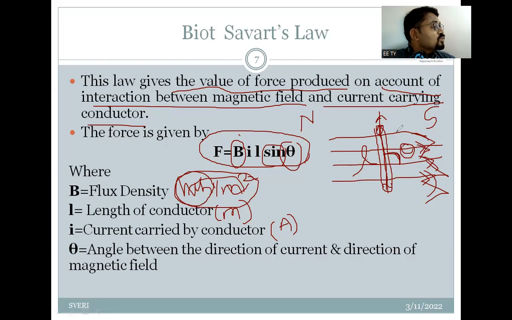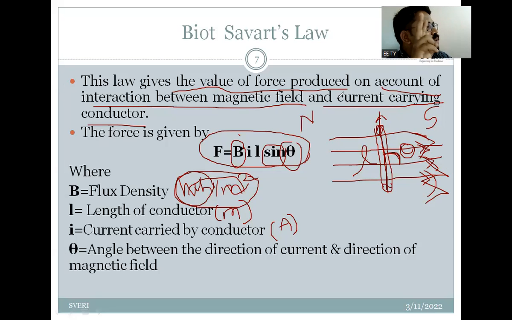We don't have to take only theta. What we have to do is go for the sine of theta. So what is the magnitude of the force? B I L sine theta. Obviously, in which unit are we going to measure the force? Newton. We are measuring the value of the force in Newton.